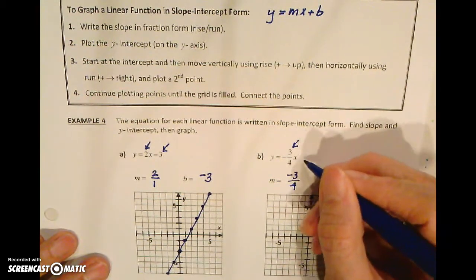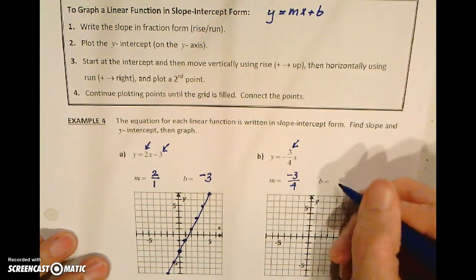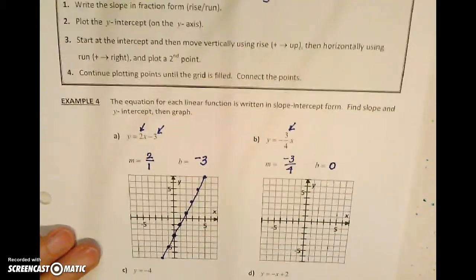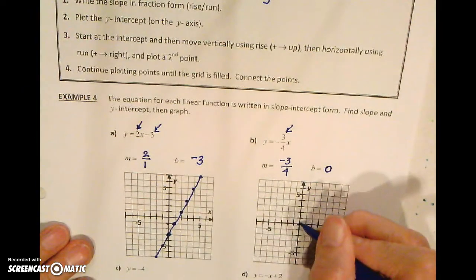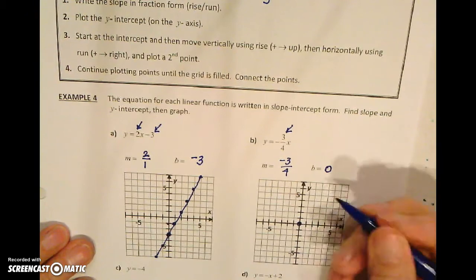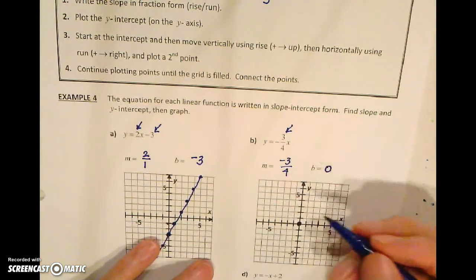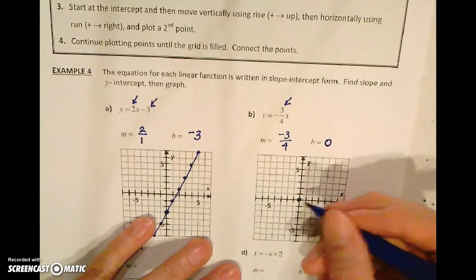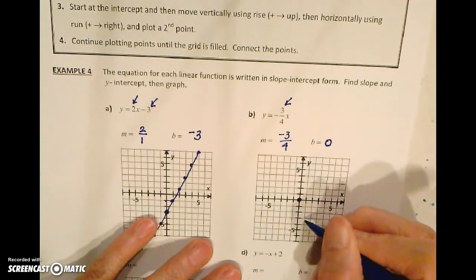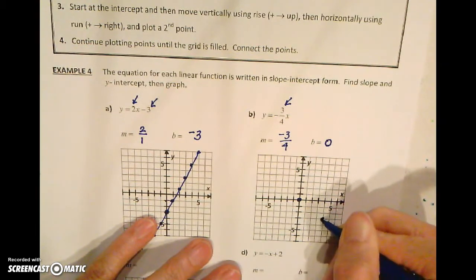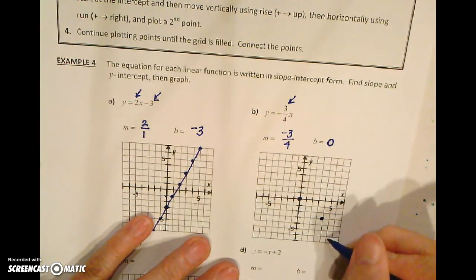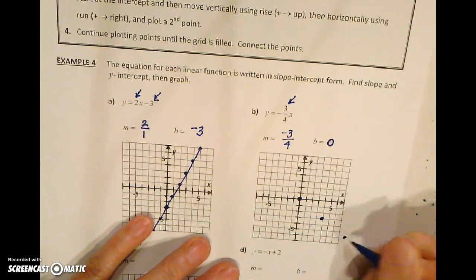There is no b, so that means that there was plus 0 added. So the y-intercept b is 0. So we're going to plot the y-intercept on the y-axis. So here's the y-axis. Plot it. Then we're going to use our slope, which is negative 3/4. So we're going to go down 3 and to the right 4. Down 3, to the right 4. I'm going to mark that there.